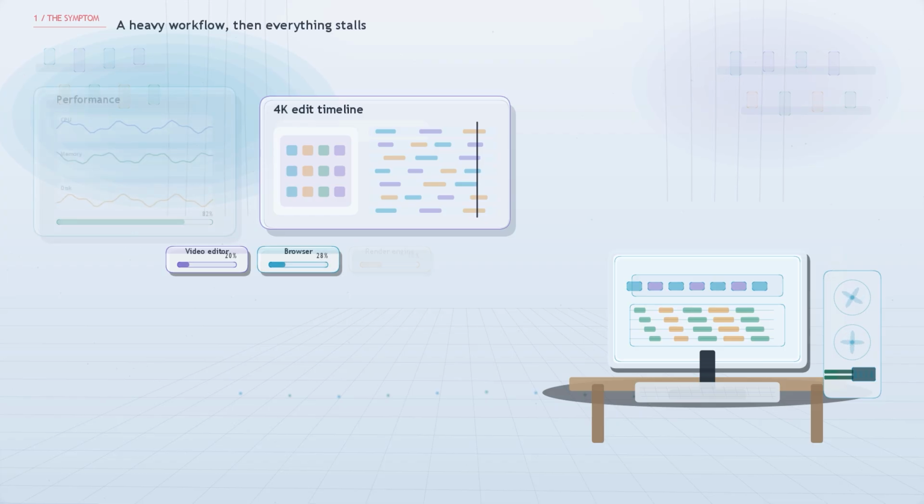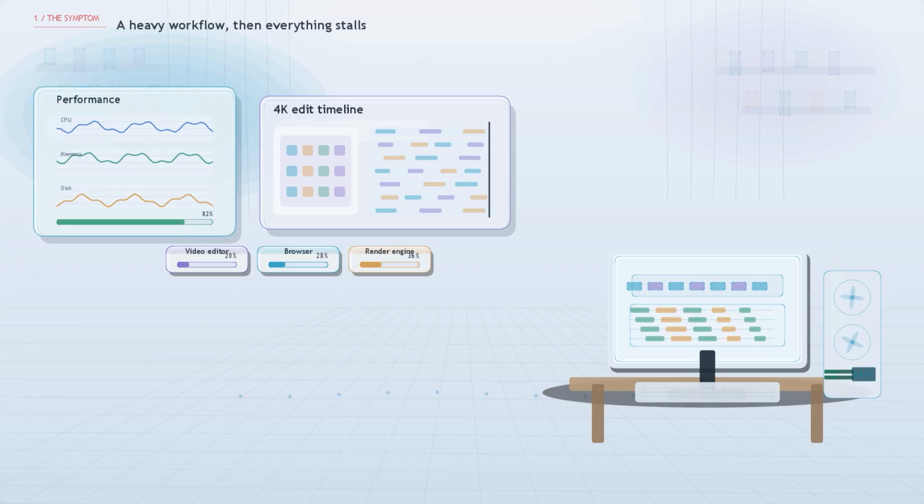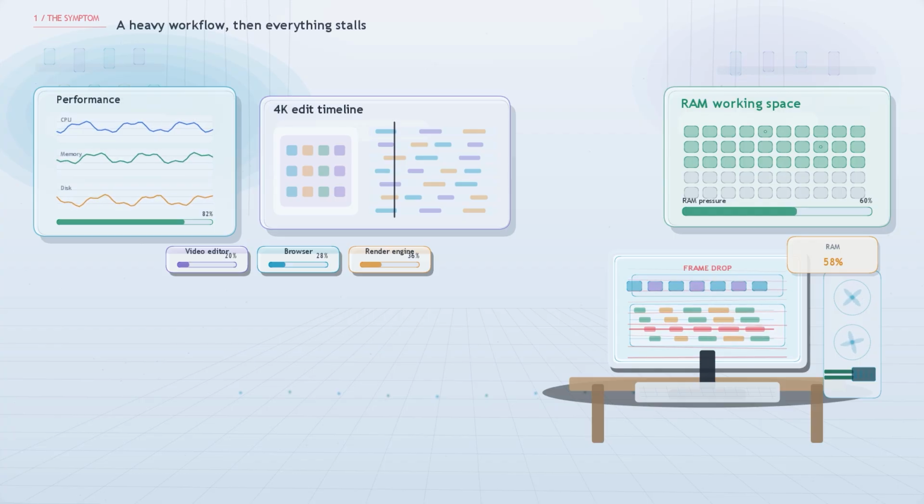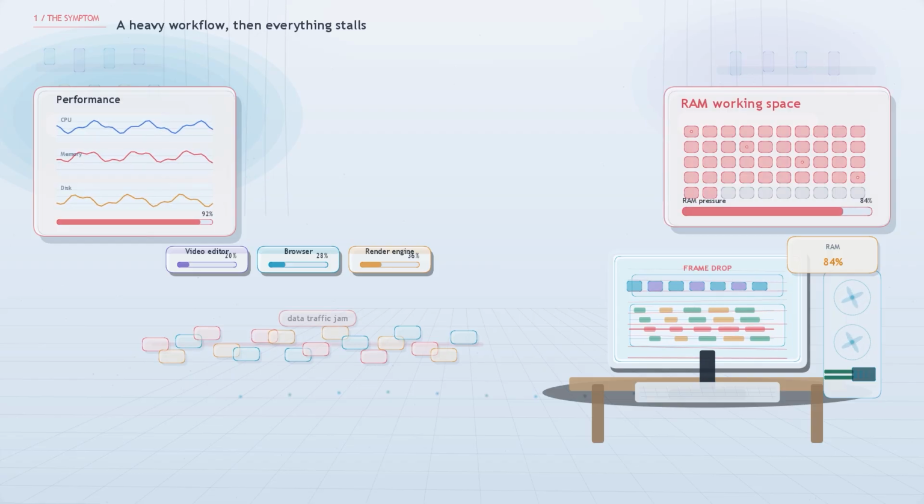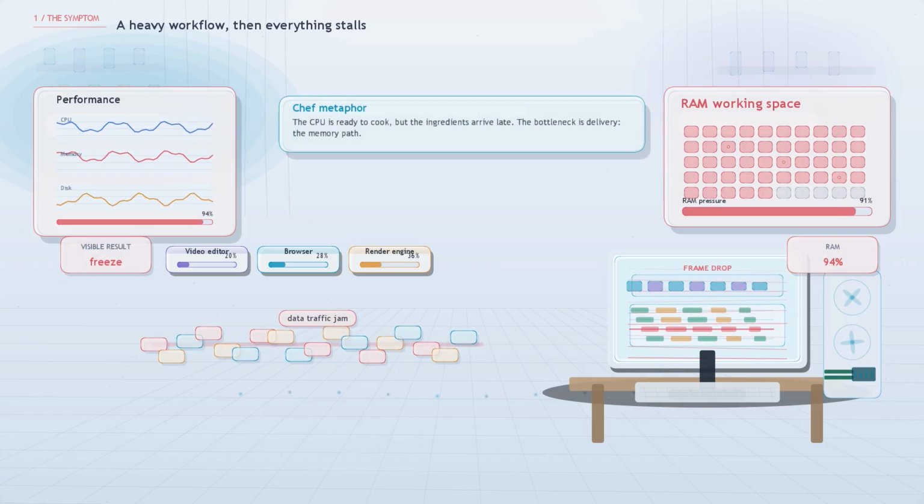Ava has 3 apps running: her video editor, a browser, and a render engine. All 3 are fighting for the same limited working memory. The CPU is fast, but it's starving for data. Think of it like a chef who can cook incredibly fast. But the ingredients keep arriving late from the warehouse. The bottleneck isn't the chef's skill, it's the delivery system.